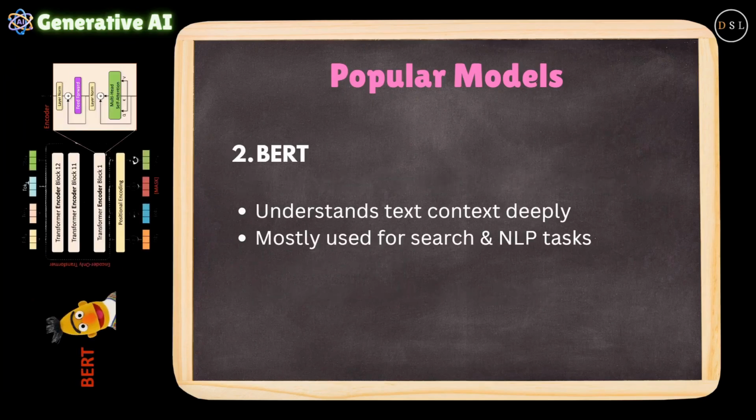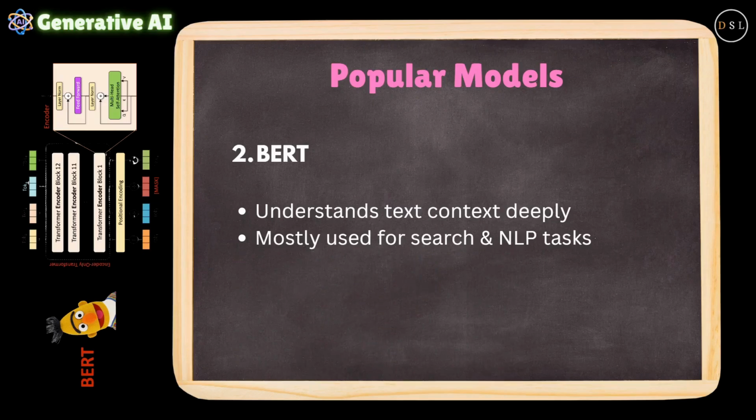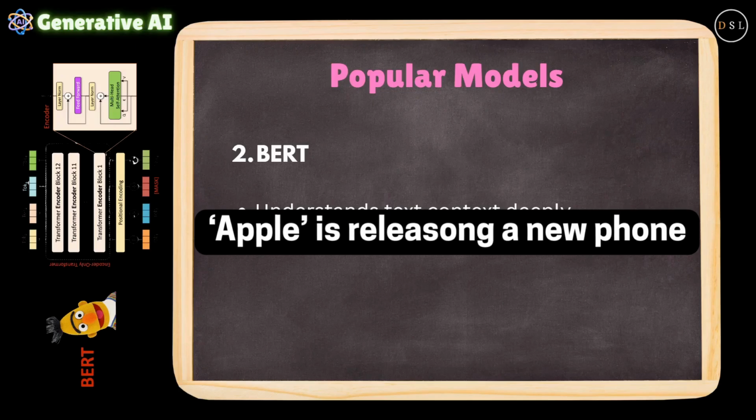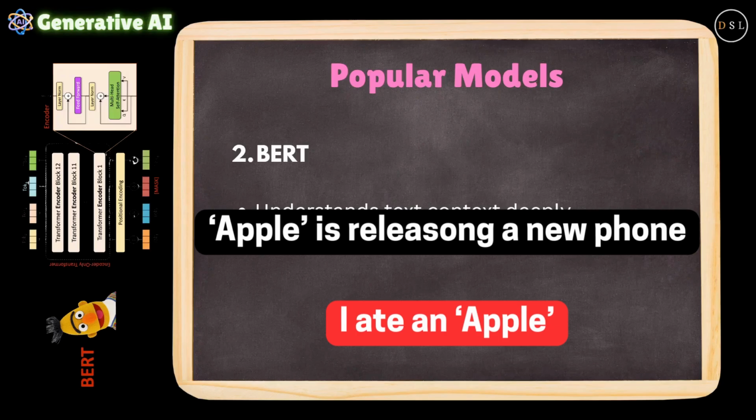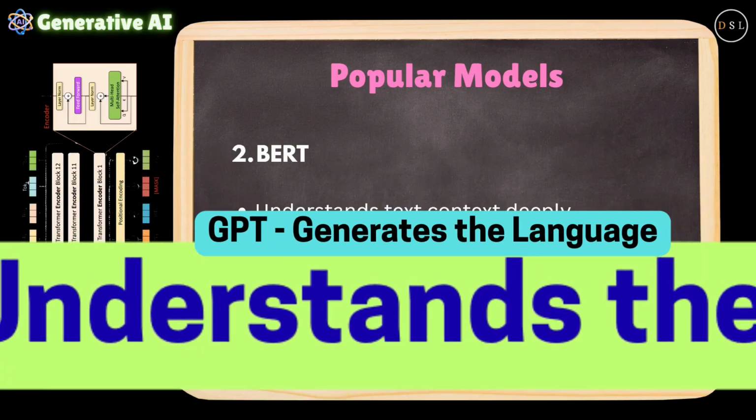Next is BERT. Unlike GPT, BERT is not mainly for generating text. It is designed to understand text. BERT reads a sentence in both directions, left and right, at the same time. Because of this, it can understand the context extremely well. For example, Apple is releasing a new phone versus I ate an apple. BERT can clearly understand the meaning change here. This is why BERT is heavily used in Google search, document classification, and sentiment analysis. So remember the one thing, GPT generates the language, but BERT understands the language.